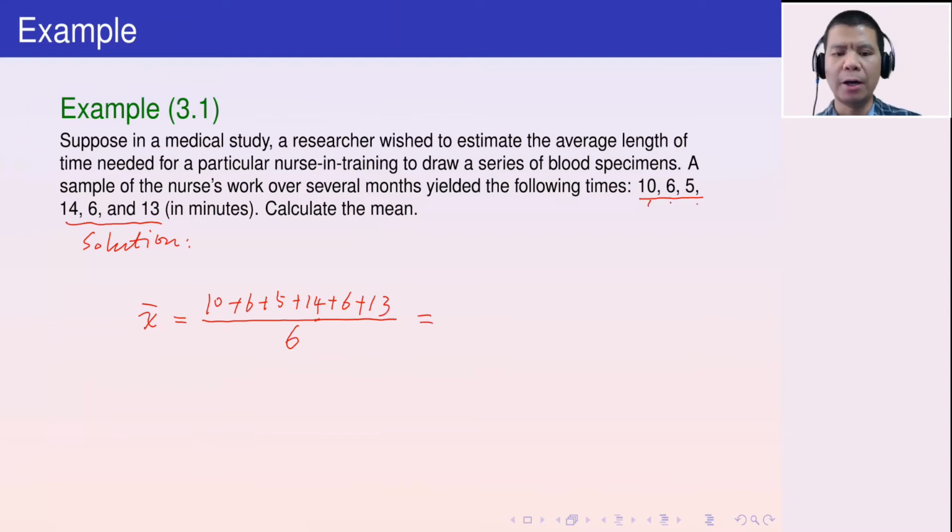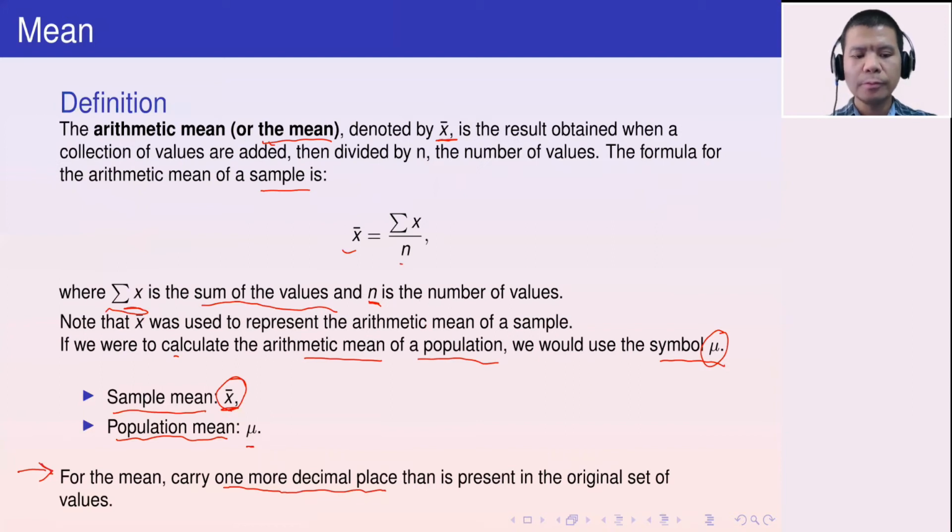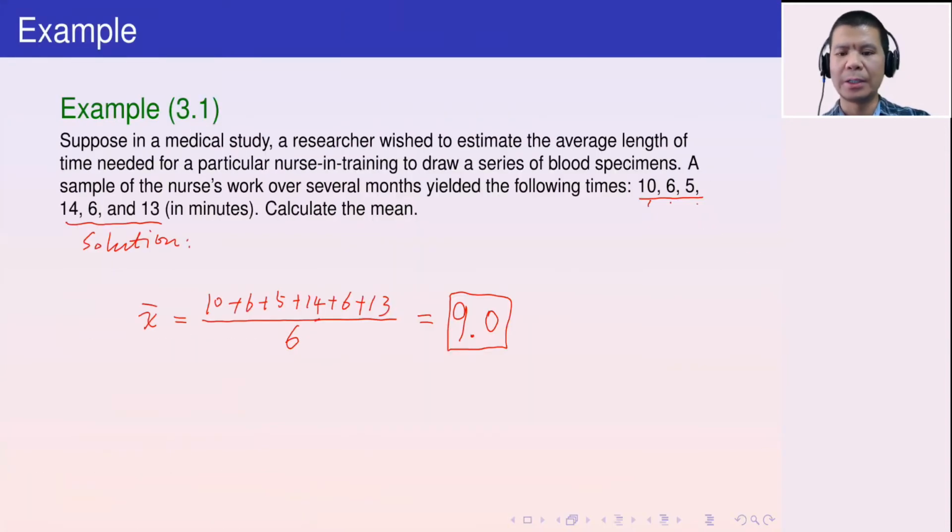If you add them up and divide by 6, using the calculator, you can find this is 9. But be careful here. You've got to carry one more decimal place. Use 9.0 as your result. Why? Because this is the round-off rule for the mean: carry one more decimal place than is present in the original set of values. The original values are 10, 6, 5, 14, 6, and 13. They are integers, so there is no decimal place. So we carry one more decimal place, and therefore we have 9.0 as our answer. Be careful on that.